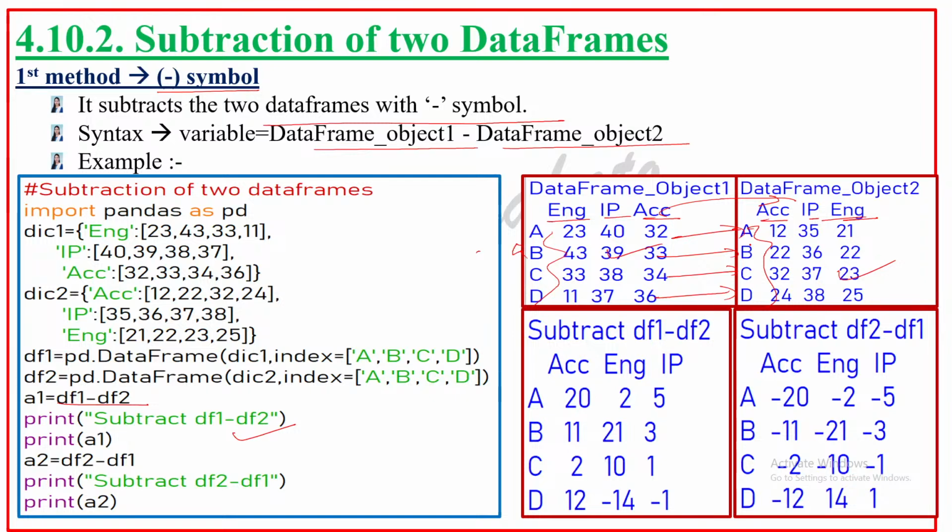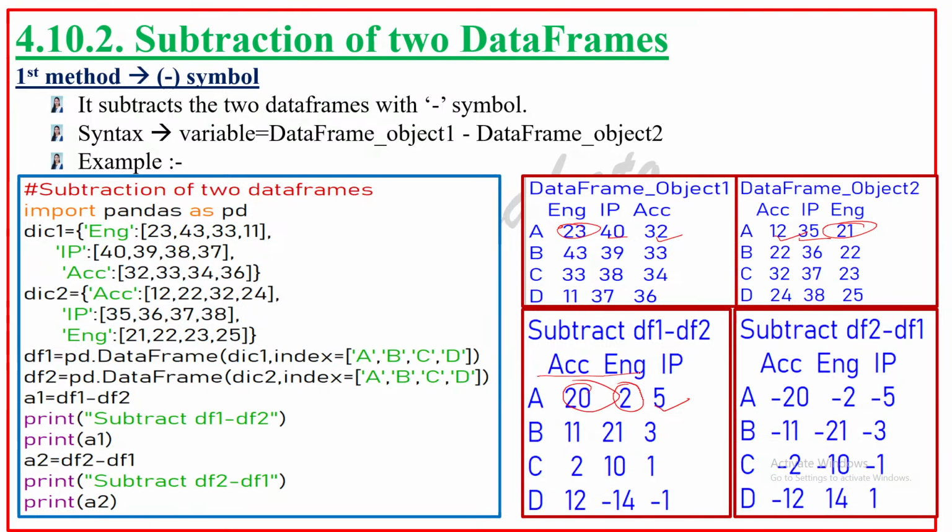It means first data frame minus second data frame. So English marks 23 minus 21, you will do it. 23 minus 21, 2 marks. Look here, English marks 2 came. Now IP marks 40 minus 35, DF1 minus DF2, here 5. Now accountancy 32 minus 12, 20, and the order is coming in alphabetical order. So 20, 2, 5.